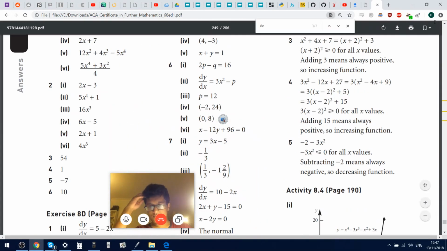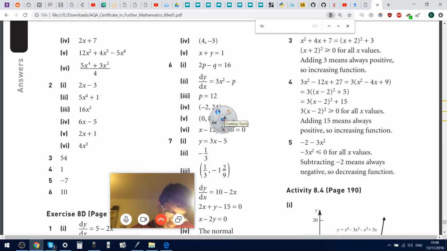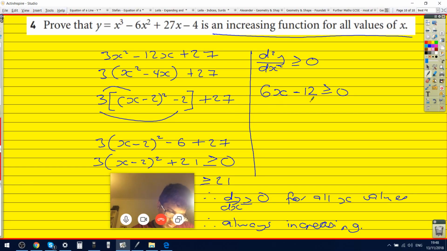Let me just go. So plus 27 for all values of x. So they did it. Okay, so the way they proved it was by saying that dy by dx is always bigger than 0.